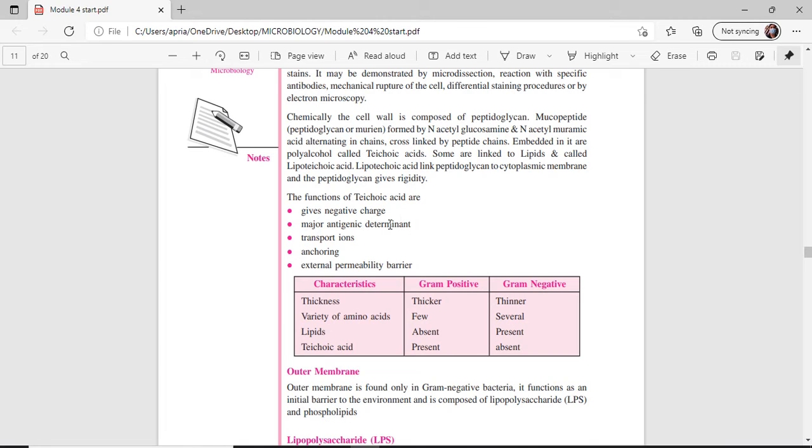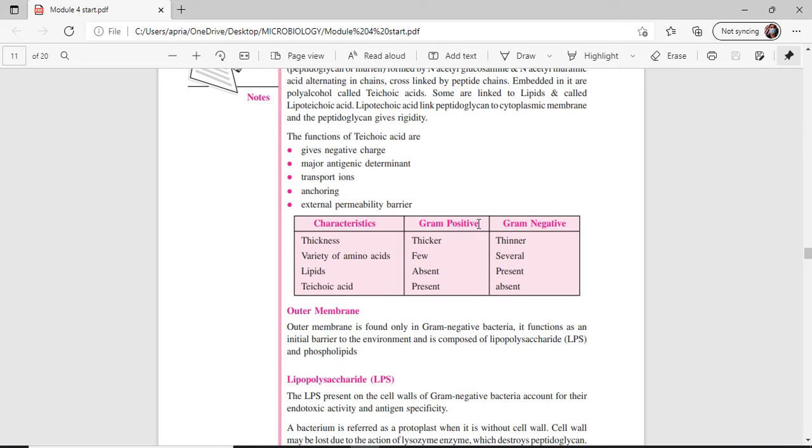Okay, if maguba ang imong teichoic acid, ang imong what composes your cell wall, pag gusto or magdasig sa masudlan sang tubig, then bacteria will burst. Next, your characteristics. Okay, you have here sa aton nga differential sa imong negative ka gram positive. You have your thickness. Okay, sa aton gram positive, it is thicker, thinner sa negative. Variety of amino acids, you have your few and several lang sa negative. Sa aton nga lipids, okay, sa aton gram positive, it is absent and present sa aton nga gram negative.